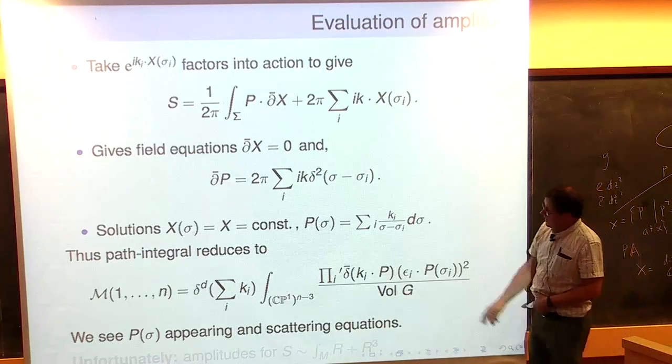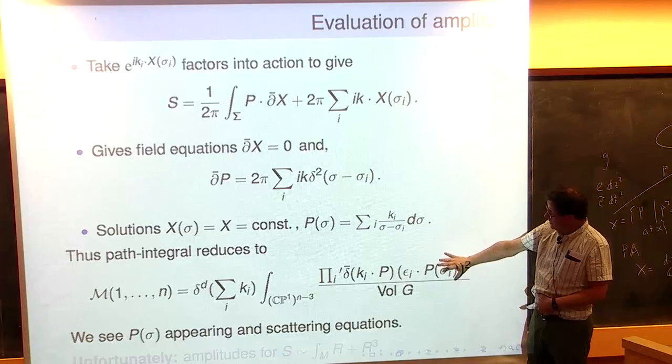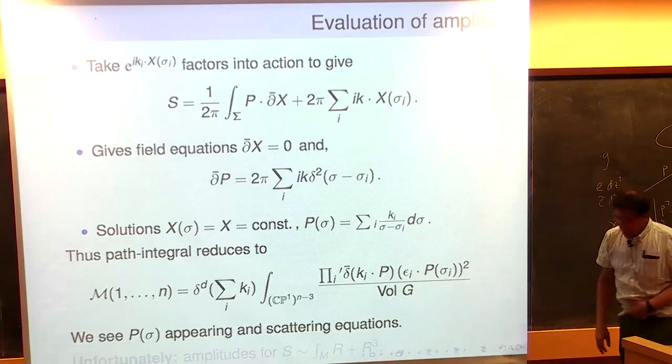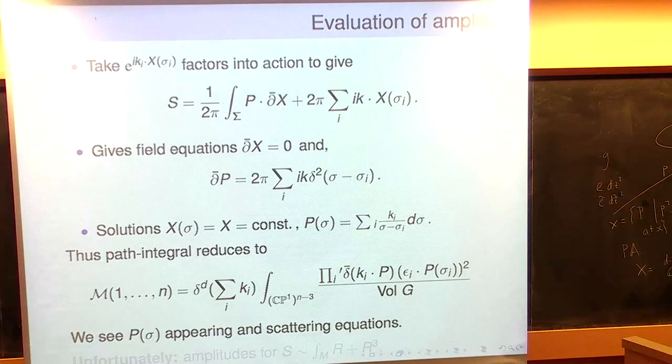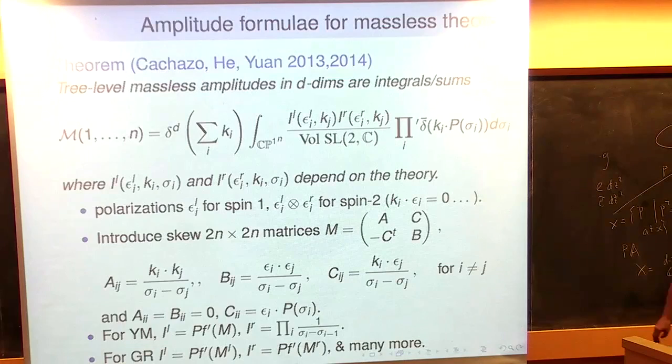This slide now tells you what happens to the correlator that I wrote down before. You get this formula for the correlator for the bosonic string, with all the delta functions enforcing the scattering equations. But these are not very nice amplitudes, so they aren't the ones we want. And in fact, just to make contact with the CHY formulae, the CHY formulae have these extra factors in there.